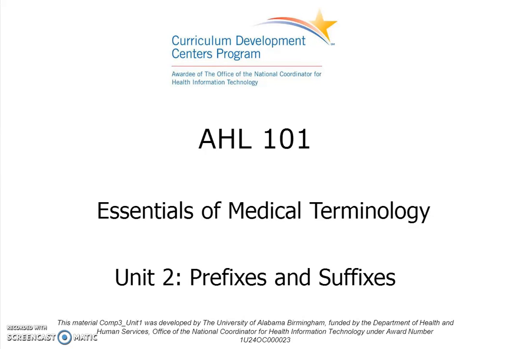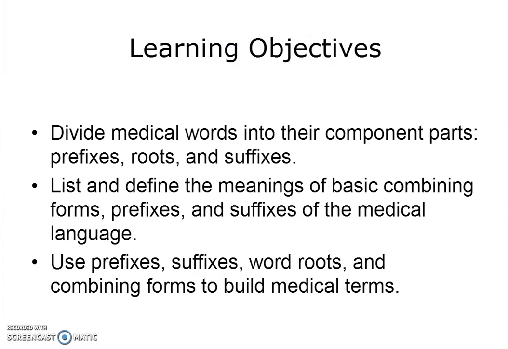In Unit 2, we will cover prefixes, suffixes, word building, and single and plural endings. The objectives for this unit are to divide medical words into their component parts, prefixes, roots, and suffixes, to list and define the meanings of basic combining forms, prefixes, and suffixes of the medical language, and to use prefixes, suffixes, word roots, and combining forms to build medical terms.